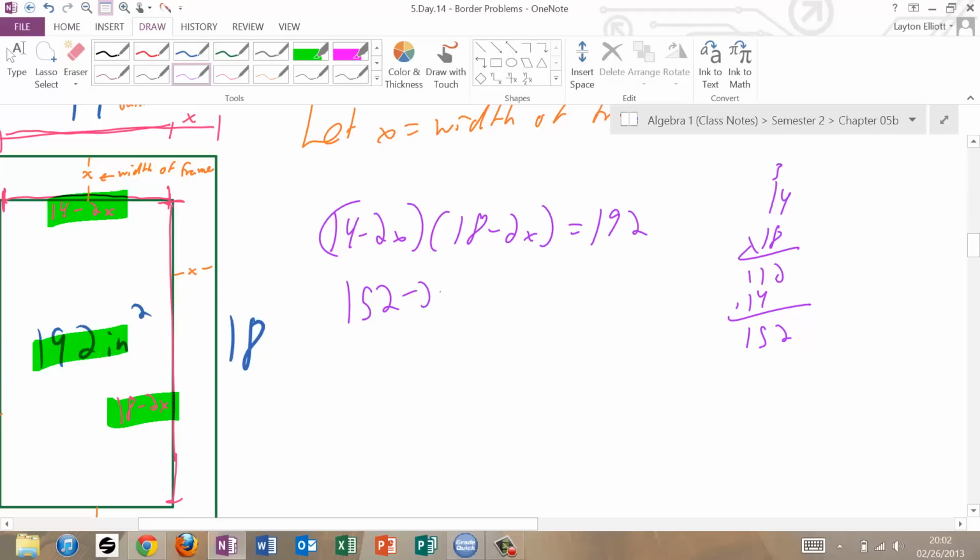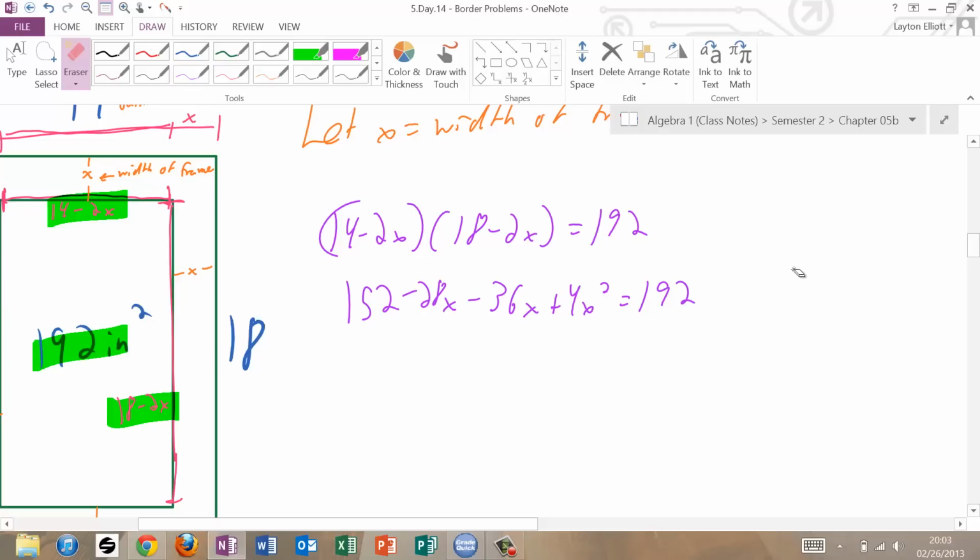Okay, this would be minus 28x minus 36x, and then plus 4x squared is equal to 192. Let me kind of erase that because it's a little messy. Let's switch the order. 4x squared minus 64x plus 152 is equal to 192.